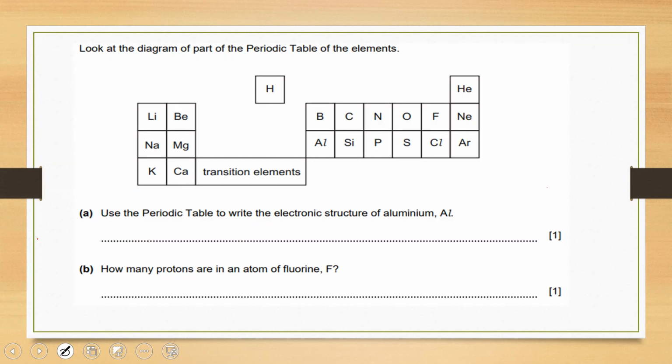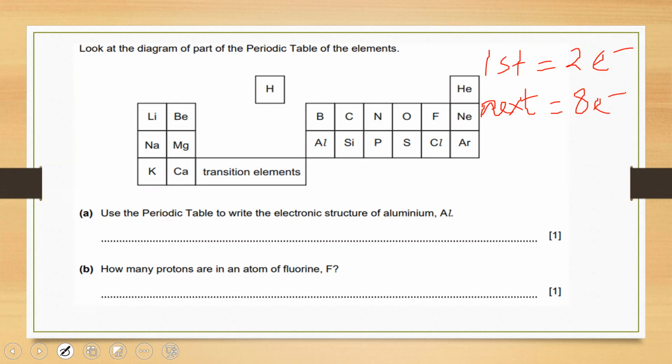Now, if we are to write electronic structure, we have just 2 rules that will guide us. You should know that the first shell can take a maximum of 2 electrons. The second or subsequent shells will take a maximum of 8 electrons. Even if I have 4 shells, the first shell can take 2 electrons, and subsequent shells can take a maximum of 8 electrons.